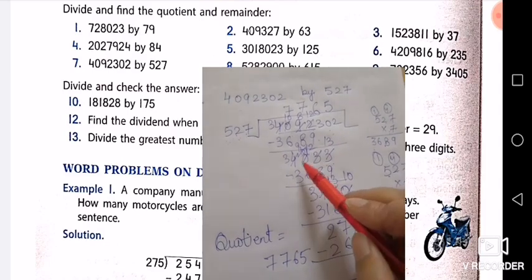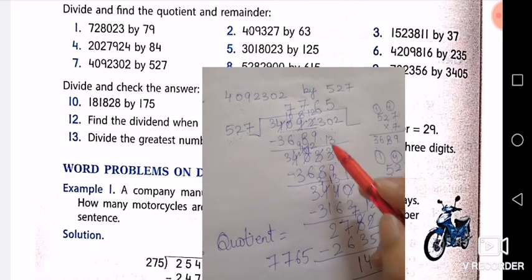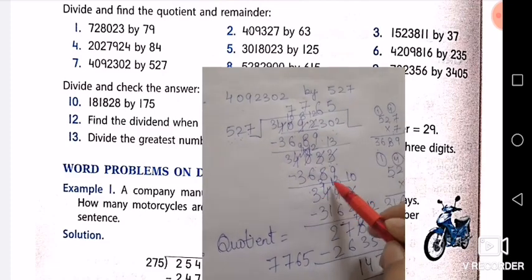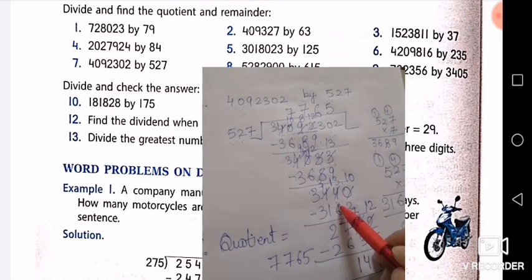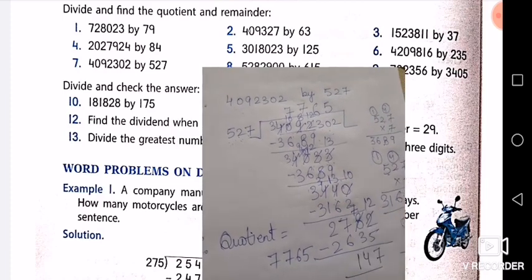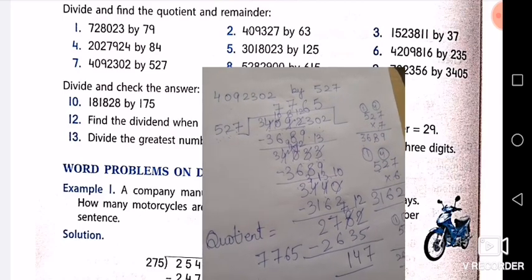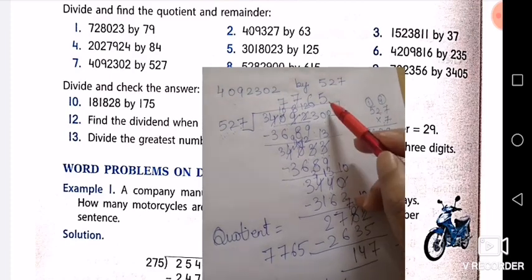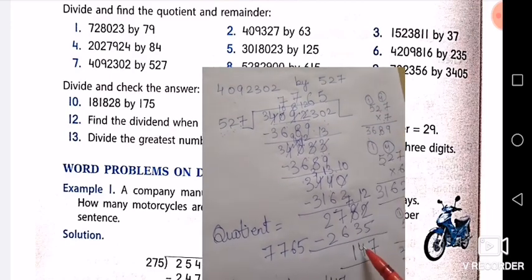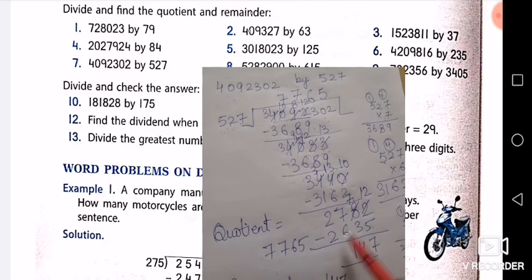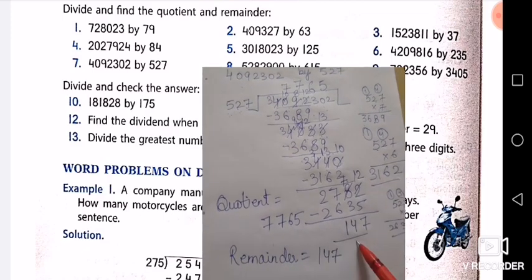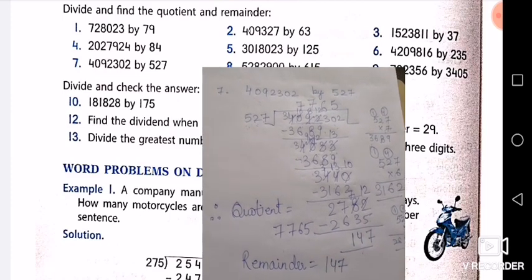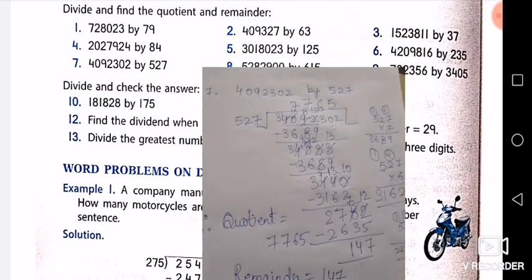Again we'll do the subtraction. We will get 403, and 3 will get down. Then again it will go on 7 times, 3689. Then again we will get 344. Now 6 fives are 30. So it will go on 6 times and we'll get this. And then it will go on 5 times and we'll get this 2635. We'll do the subtraction and the remainder is 147. Quotient is 7765. I hope this question is clear.